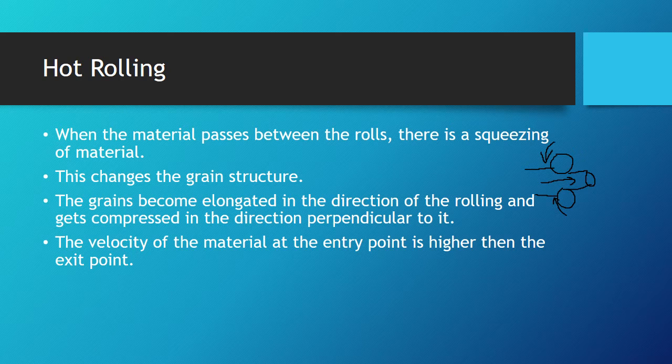Let's say a grain in this portion was of circular size. When you start rolling and apply pressure, this grain will become like this, in the shape of an ellipse. Why did it become an ellipse? Because you were applying a compressive load from both directions. So this grain will elongate along the direction of rolling, and its size will reduce along the direction perpendicular to the direction of rolling.